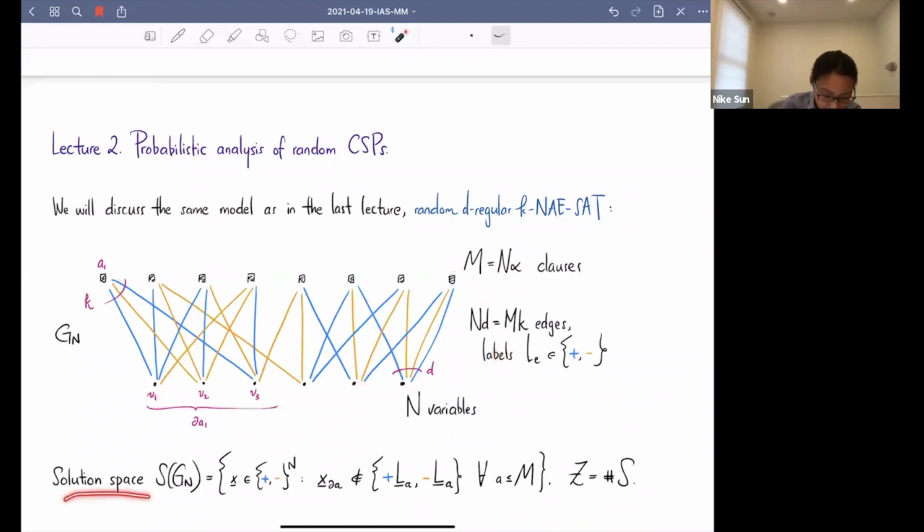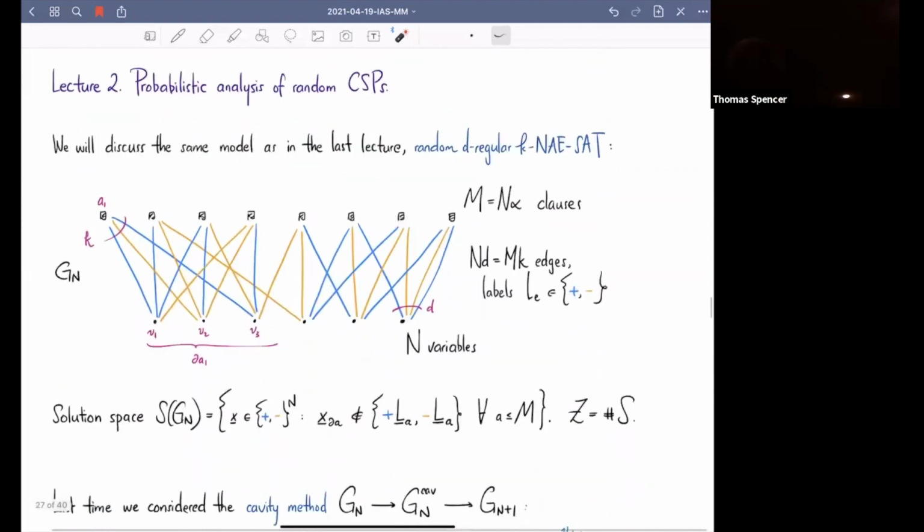And then the solution space of this instance is the set of assignments x which satisfy that, for each clause a, the assignment of the variables incident to a does not match the labelings on the corresponding edges. And this has to hold for every clause in the graph. And we'll be interested in understanding the number of solutions of this problem.